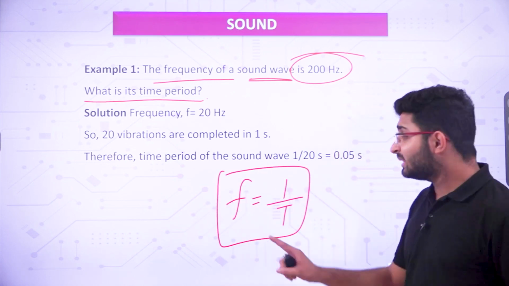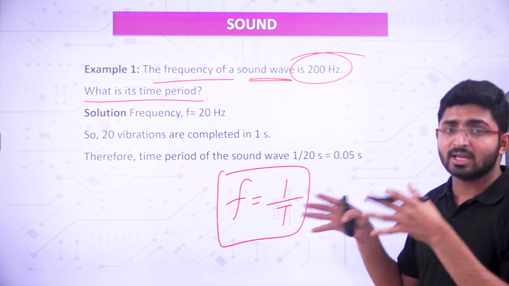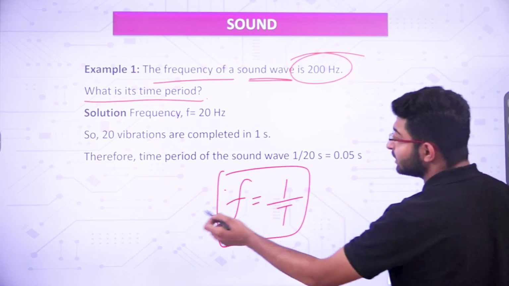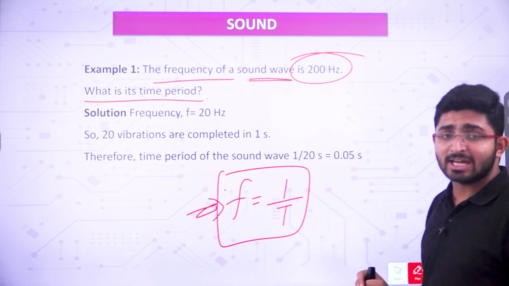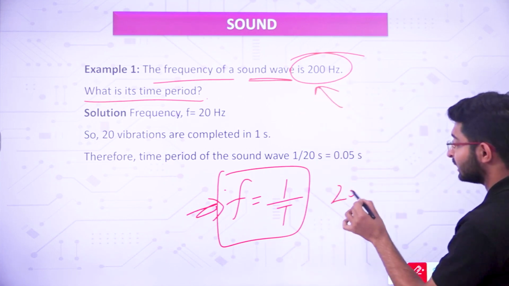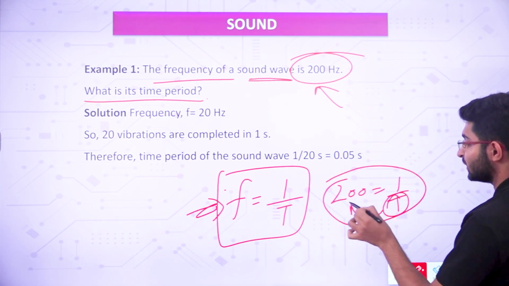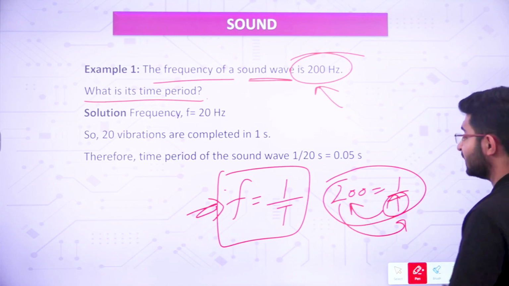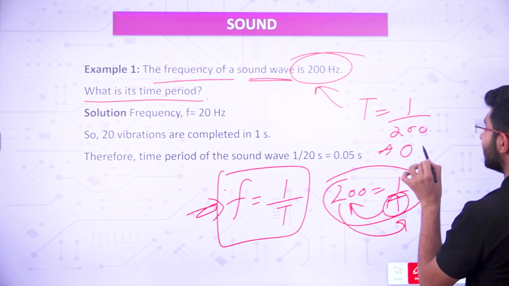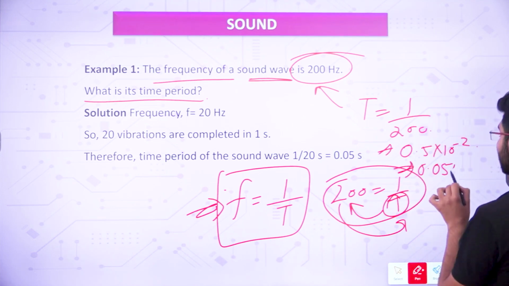Obviously, you know that frequency is the number of vibrations a sound wave produces per unit time. So frequency is equal to 1 upon time period, and here the frequency is given as 200 hertz. So 200 hertz is equal to 1 upon T, and if you want to find the value of T, you have to transfer it here, and then 200 will be transferred here. So T is equal to 1 upon 200, which will be 0.5 into 10 to the power minus 2, which is 0.05 seconds.